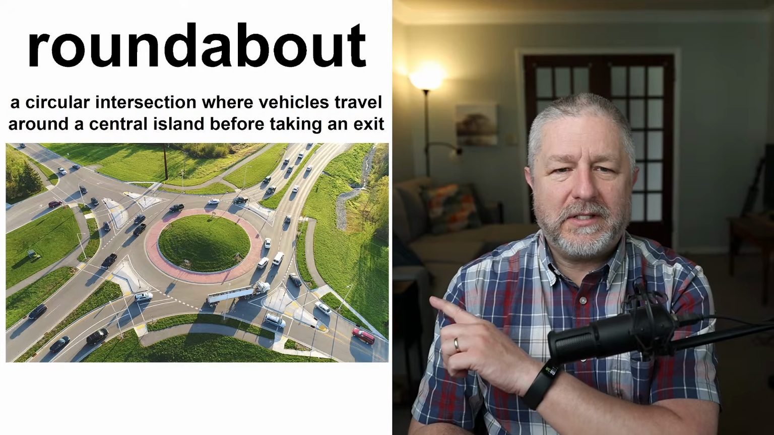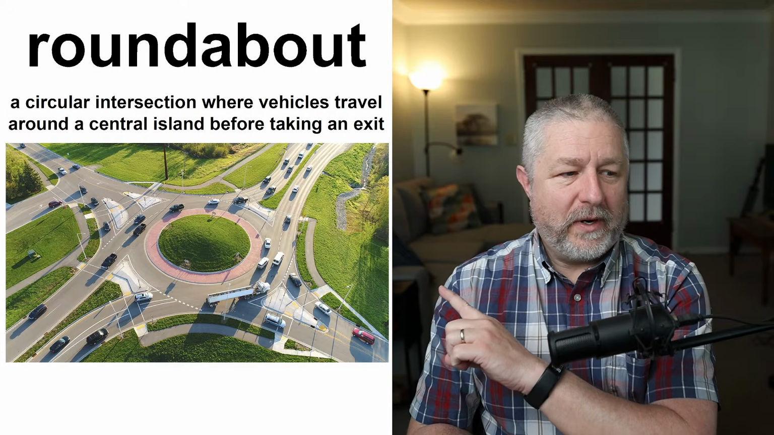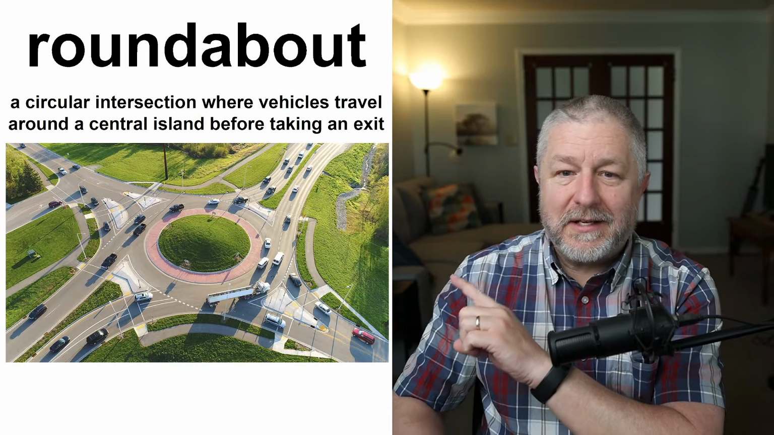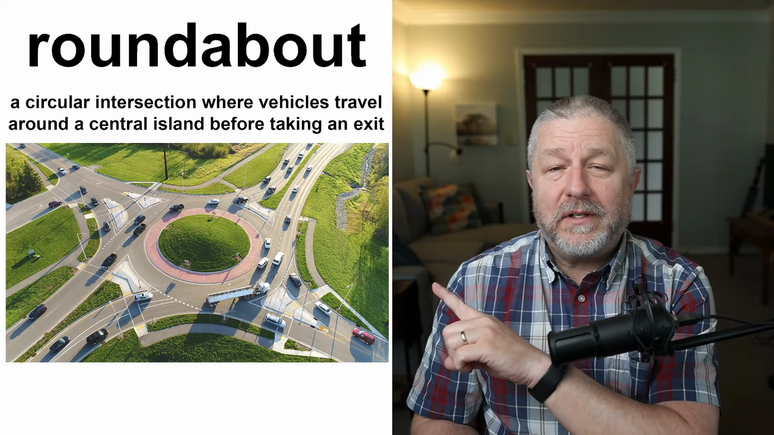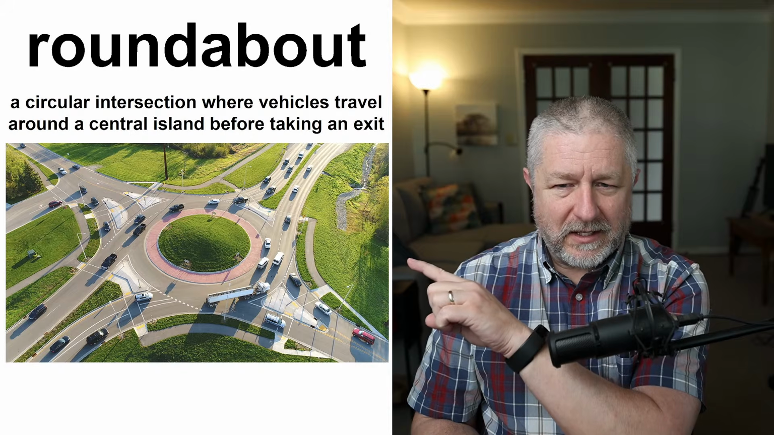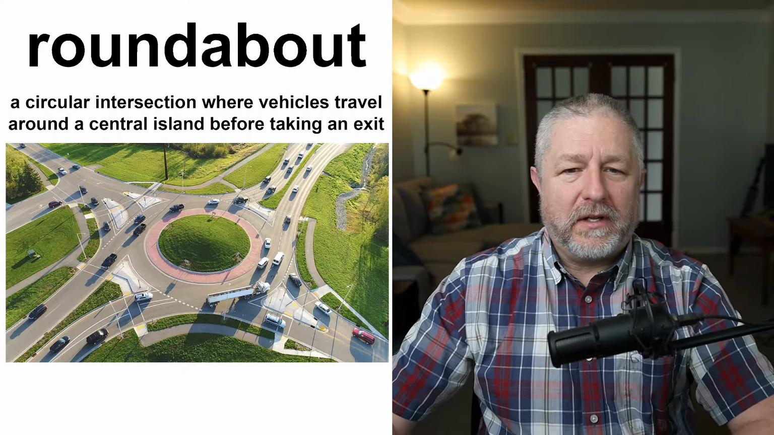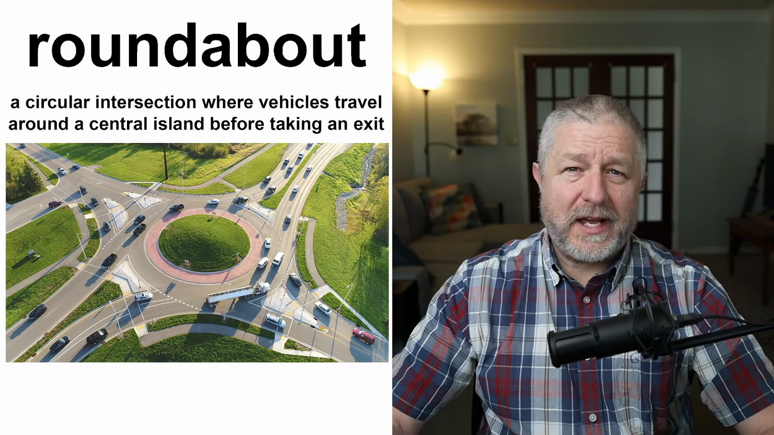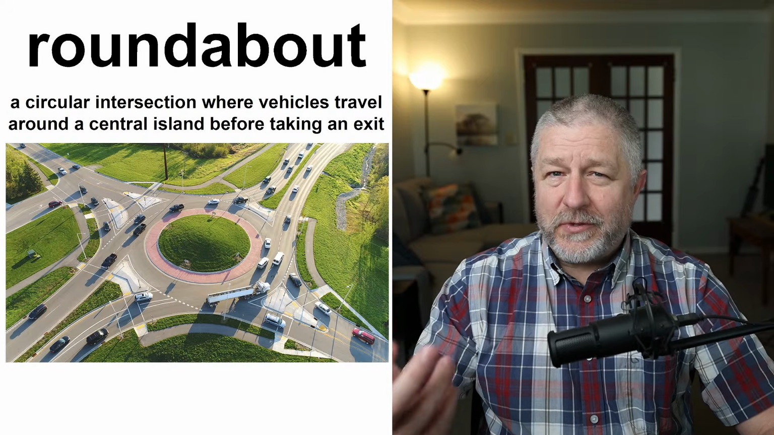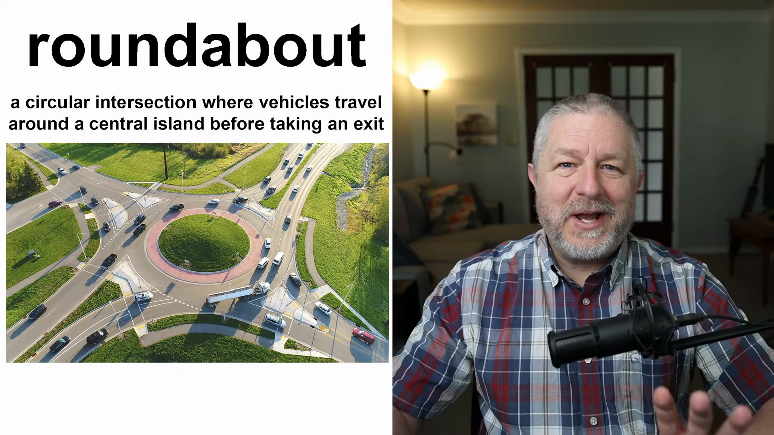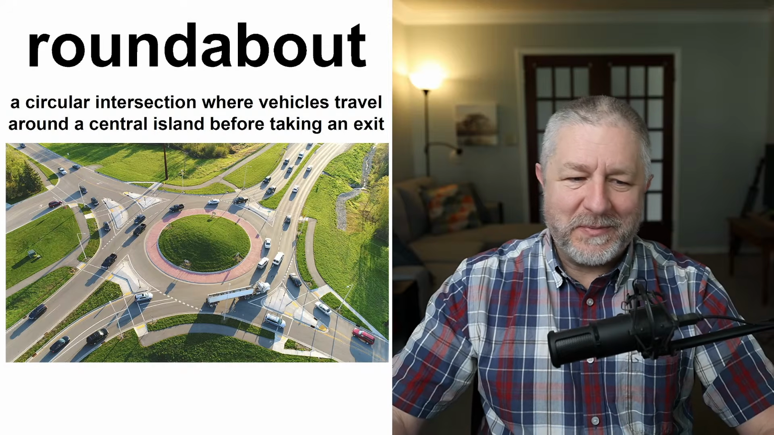But a roundabout is a circular intersection where vehicles, just looking at so I have this one coming up next. A circular intersection where vehicles travel around a central island. So the grass piece in the middle, the circle, we would call an island, and then before taking an exit. There is a town a little ways away from me where they have a lot of 2-lane roundabouts, and I'm still sometimes confused what lane I'm supposed to be in.